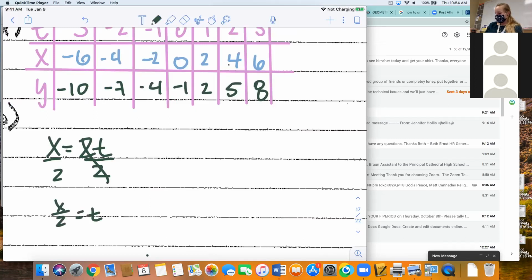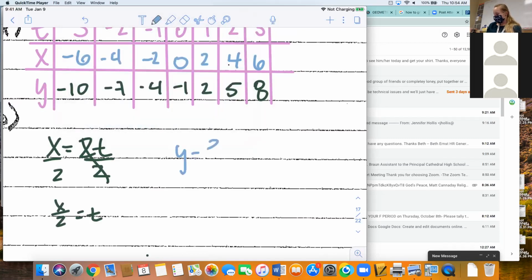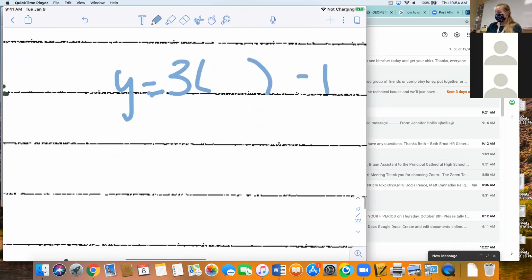And then I'm going to plug that into Y. Y equals 3 times T minus 1. Instead of writing T, I'm going to plug in X over 2.